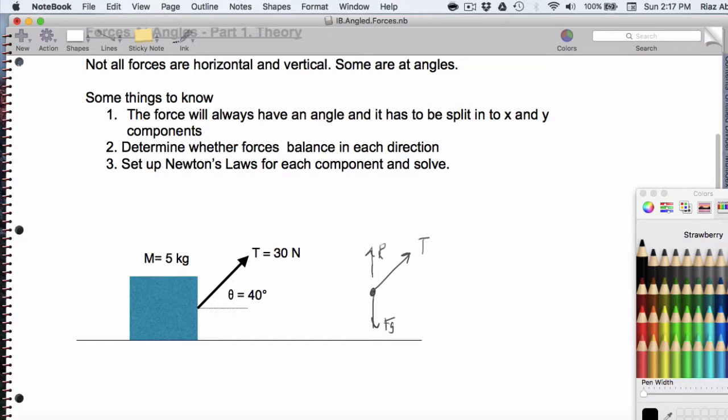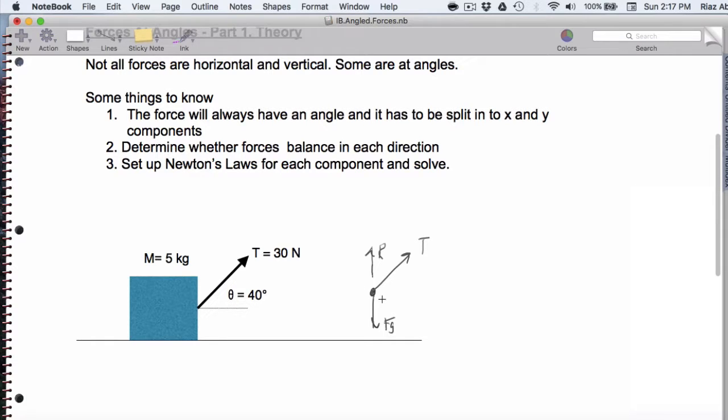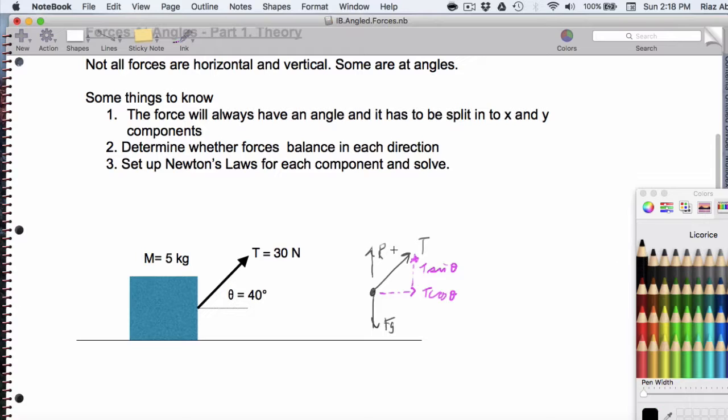Now, the key to forces at angles: we have to split the force at an angle into its respective components. Cosine is horizontal, and the sine component is vertical. Then we set up our equations based on these facts. Look here, we have the reaction force going up, T sine theta going up, and Fg going downwards. That's our basis for the equation.